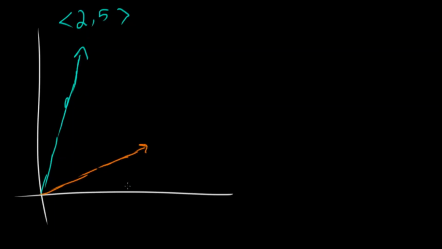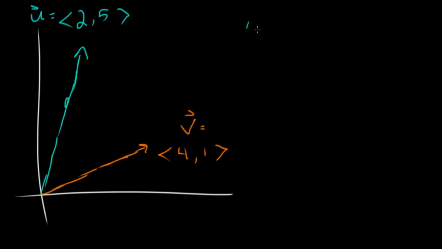All right, so I have a coordinate system here for you. And I have two vectors. Let me go ahead and draw them. I have the vector 2, 5, and I have the vector 4, 1. And I want you guys to find the dot product. Let's go ahead and give these things names. Let's call this one V, and let's call this one over here U.